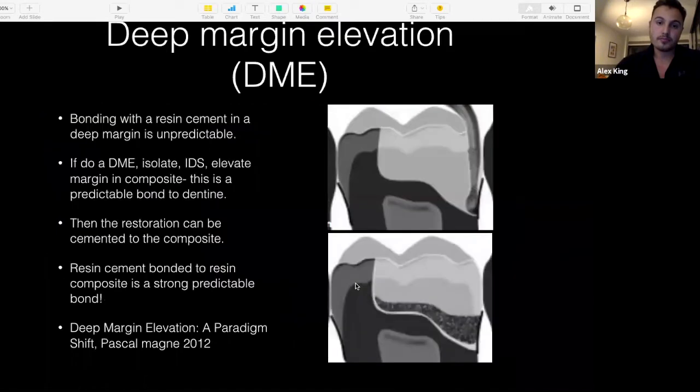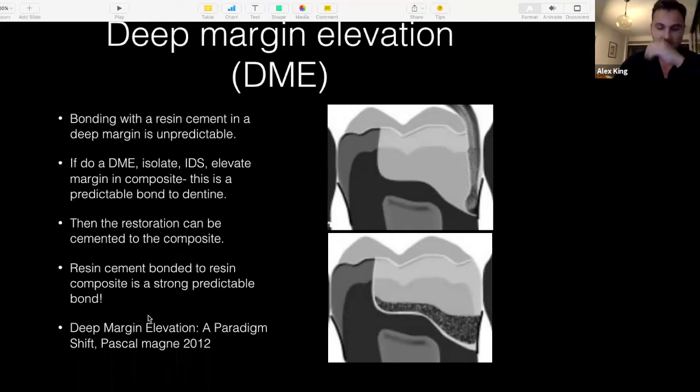Okay, so this is a picture. Bonding with resin cement in deep margins is unpredictable, like I just said. If we do deep marginal elevation, we isolate here. We do our immediate dentine seal, which is this white band down here. We elevate, so this is our resin coat and the dentine replacing composite. We elevate this margin, so it's now above the gum level. And then we bond our restoration on top of it. And this is predictable.